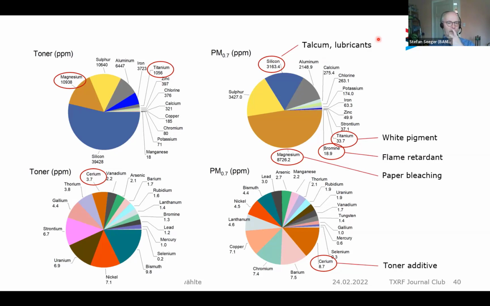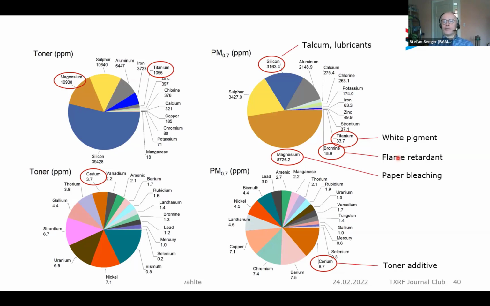So that is quite an important ingredient here. We may identify other things, such as titanium, as I mentioned, which is a white pigment. Unfortunately, both in the paper and in the toner, we identified, for instance, bromine as a flame retardant. That came as a surprise because bromine is not allowed in a toner.